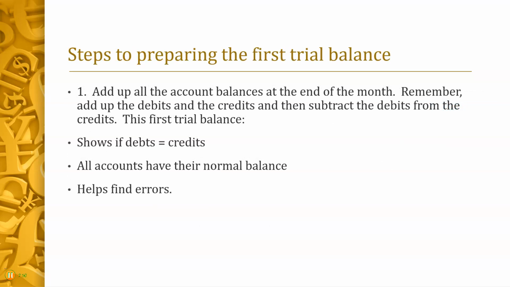First of all, we're going to add up all the balances at the end of the month. Remember, add up the debits and the credits, then subtract the debits from the credits. This first trial balance shows if debits equal credits, all accounts have normal balances, and it helps us find errors because we can look, does any account have unusual activity?